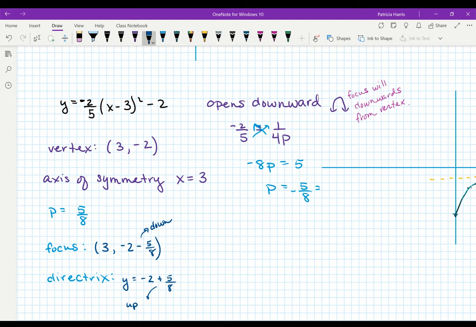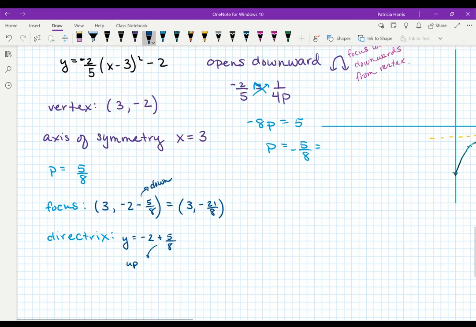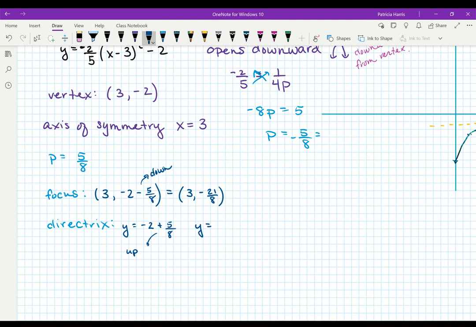Okay, so let's get out a calculator because it's too early to do fractions. So negative 2 minus 5 divided by 8. And I'm going to change that to a fraction. Okay, so 3, negative 21 over 8. There's your focus. For your directrix, your directrix would be y is equal to negative 11 over 8.